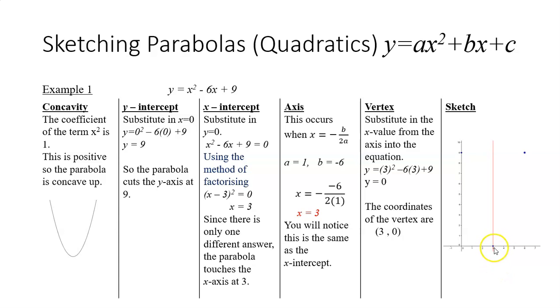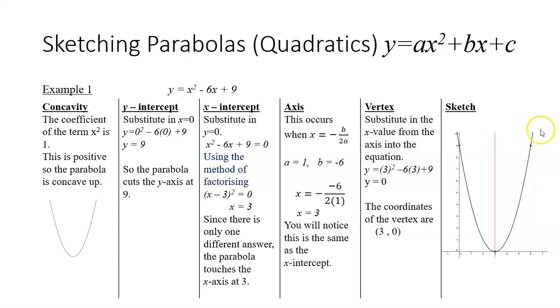Okay, so we've already got our coordinates of the vertex in there. The point 3, 0, I'll cross 3 up 0. And now we can complete our smooth curve, remember, coming down through here, turning around at our vertex and going back up through this other point. And there we go. So there we've got a sketch of our parabola.